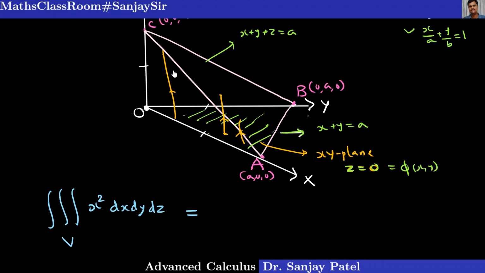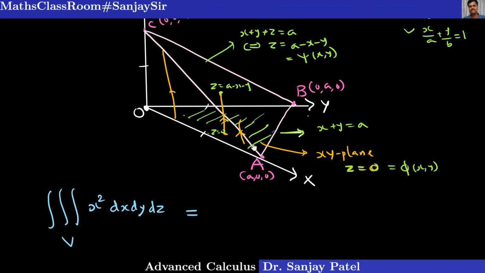And the upper end of the strip is on this plane, whose equation is given by this, which I can write as z is equal to a minus x minus y as a function of x and y. So z is equal to psi of x comma y. So this end you can write as z is equal to a minus x minus y. So z varies from z equal to 0 to z is equal to a minus x minus y.